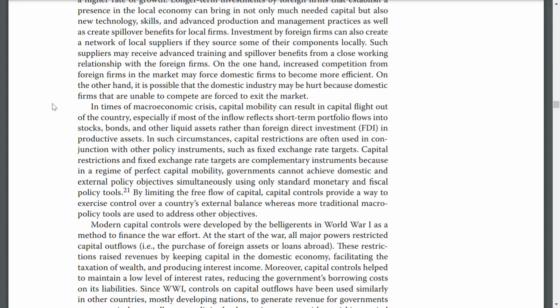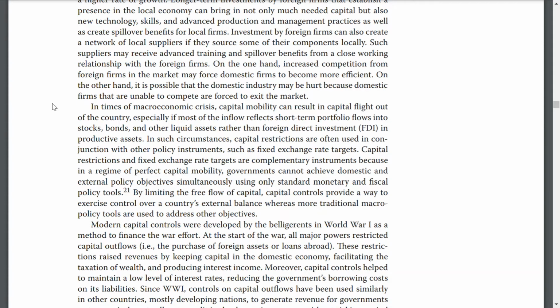In such circumstances, capital restrictions are often used in conjunction with other policy instruments such as fixed exchange rate targets. Capital restrictions and fixed exchange rate targets are complementary instruments because in a regime of perfect capital mobility, governments cannot achieve domestic and external policy objectives simultaneously using only standard monetary and fiscal policy tools. By limiting the free flow of capital, capital controls provide a way to exercise control over a country's external balances, whereas more traditional macroeconomic tools are used to address other objectives.